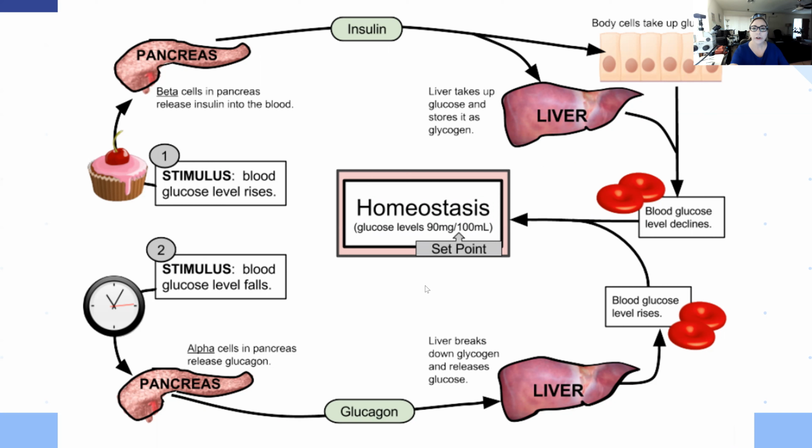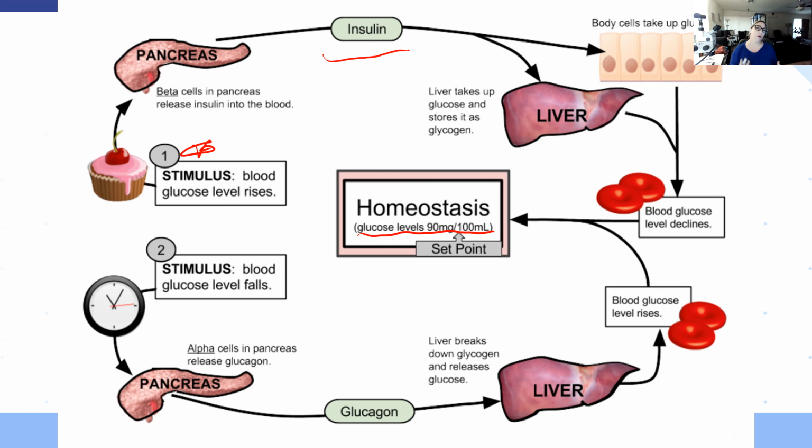So let's look here at the set point. In your blood, you carry glucose. Remember, glucose is quick energy for your body. But you don't want too much glucose or too little glucose in your blood. So let's go over here to number one. You eat a cupcake, and that increases your blood glucose level. So, what happens then is your pancreas releases insulin.